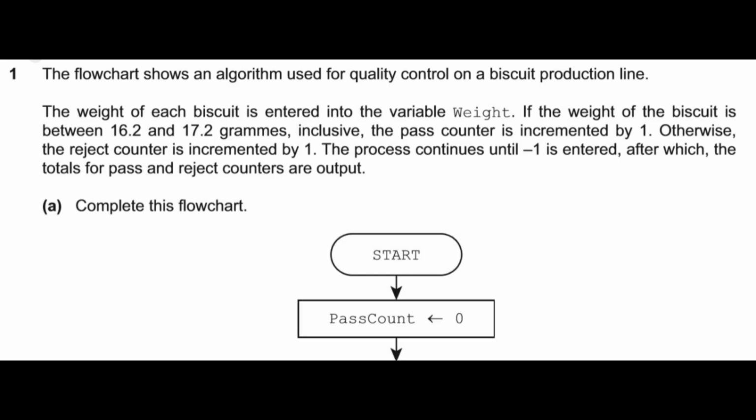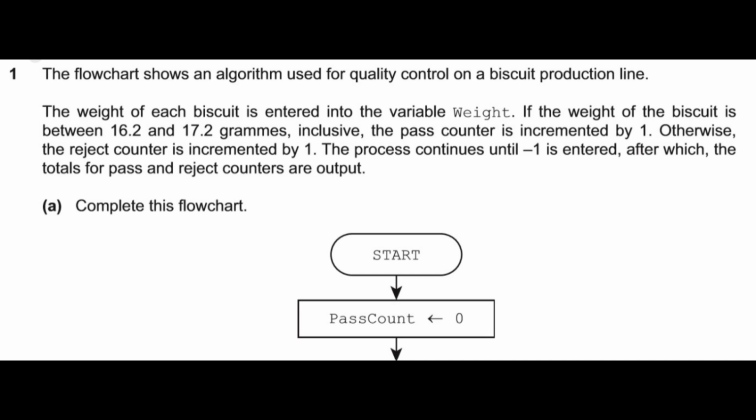If the weight of the biscuit is between 16.2 and 17.2 grams, so these are two decimal values, real data type. So if the weight of the biscuit is between 16.2 and 17.2 grams inclusive, which means upper bound and lower boundary included, the pass counter is incremented by 1. If the weight of the biscuit is between the acceptable range, the pass counter is incremented by 1, which means the weight of the biscuit is acceptable. Otherwise, the reject counter is incremented by 1. So if the weight of the biscuit is outside this acceptable range, the reject counter is increased by 1.